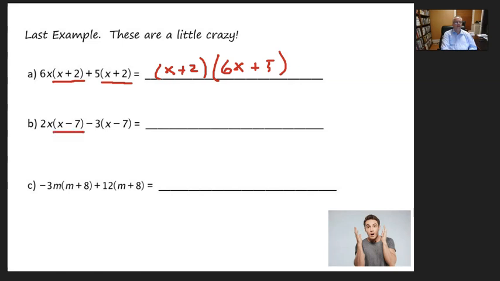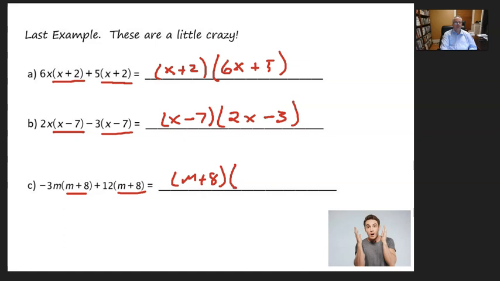Okay, these both have an x minus 7. So we're going to factor out that common factor. And what's left? We're left with a 2x from the first part and a minus 3 from the second part. Once you get the hang of this, you can do this all day. n plus 8 is the common factor. When we pull it out, we're left with minus 3m in the first one and plus 12. And that's pretty good factoring.